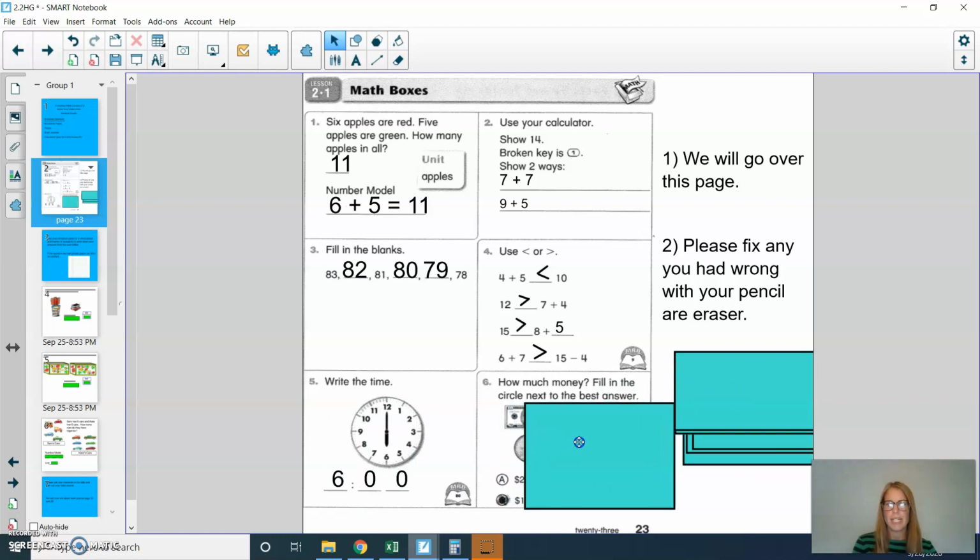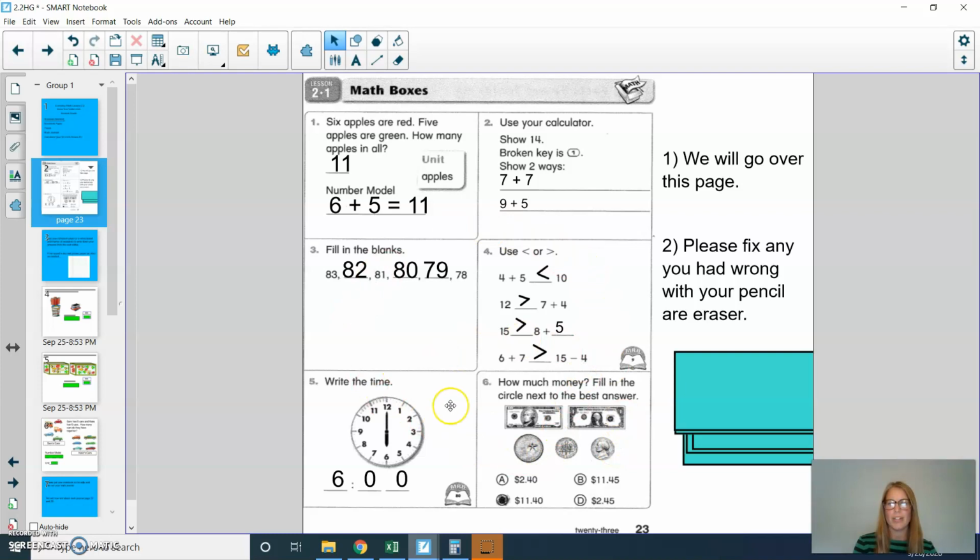For question number 6, how much money? And you should have had $1.40. 10 plus 1 is 11, and then I had 25. 10 would be 35, and a nickel to get me to 40. Please double check to make sure you had this page correct, and if you had any mistakes, you can fix those with your pencil and eraser.